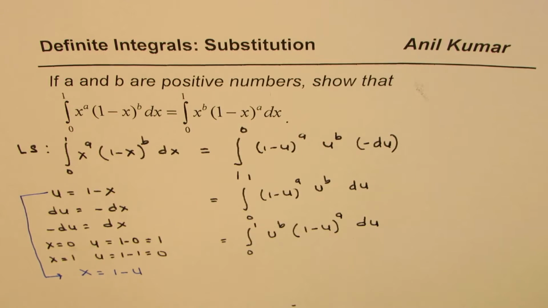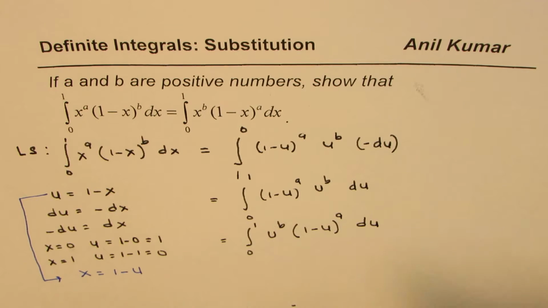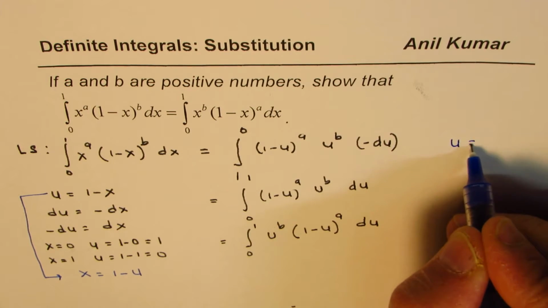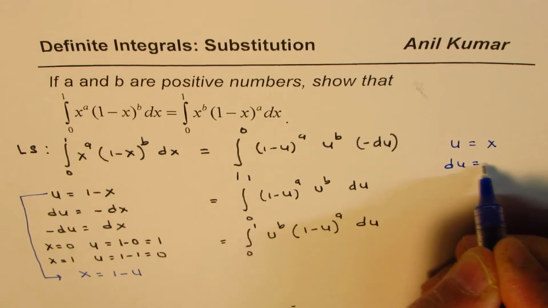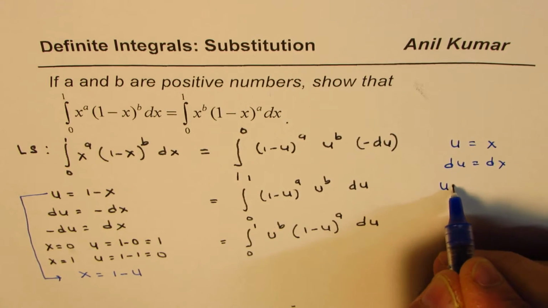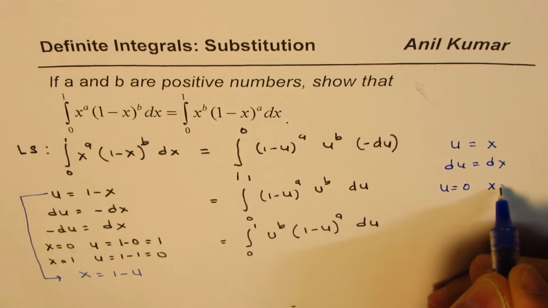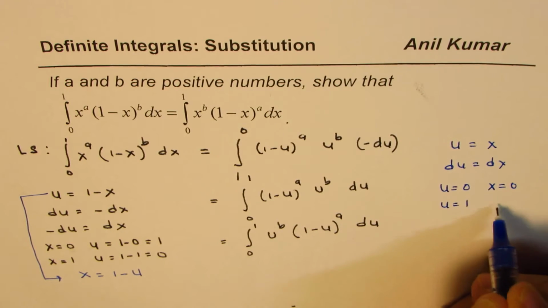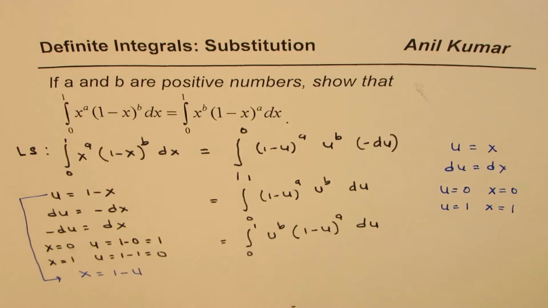And now if I make another substitution, which is let u equal x, right? So then du will be dx. And as far as the limits are concerned, when u equals 0, x equals 0. When u equals 1, x equals 1. So we can make another substitution now.